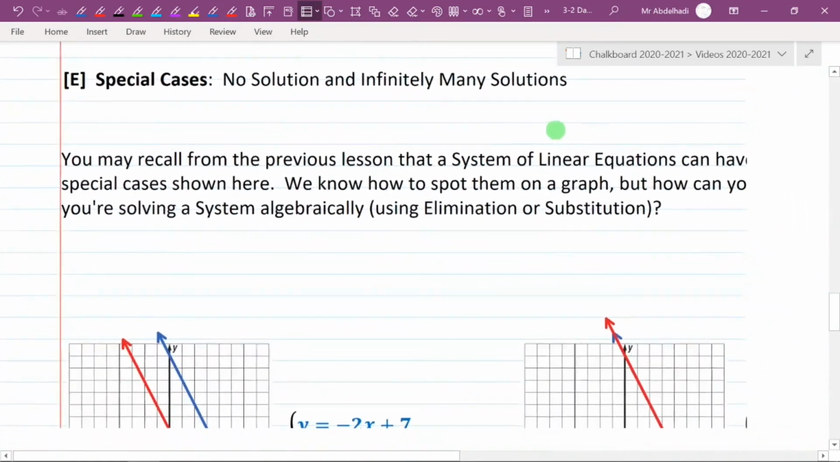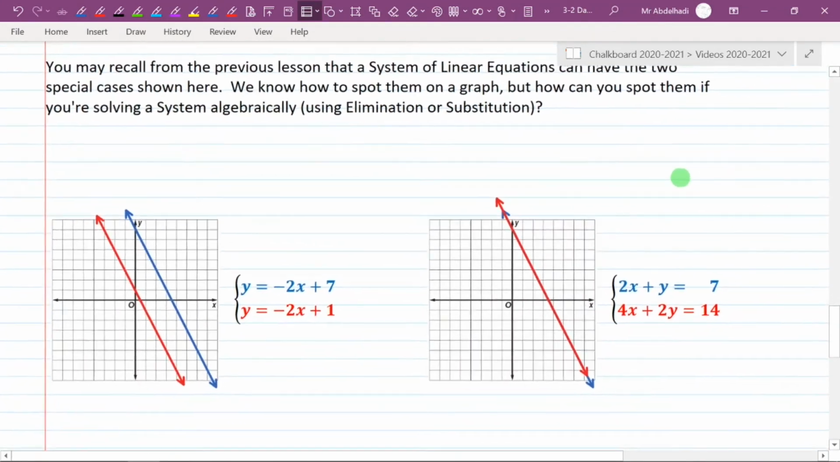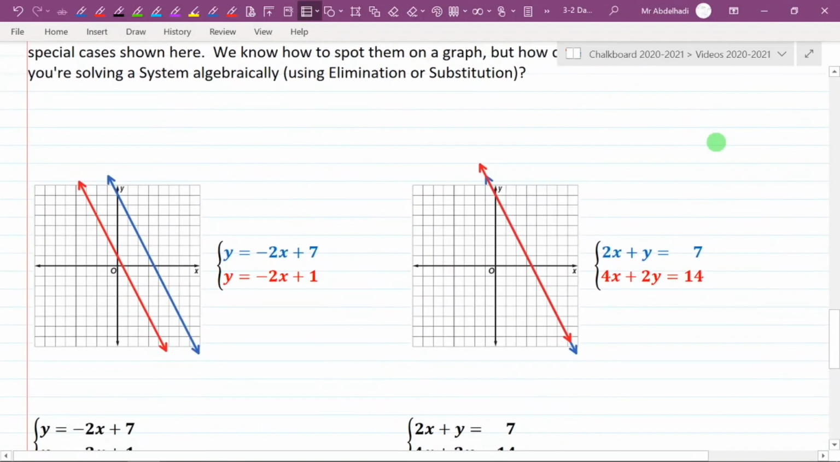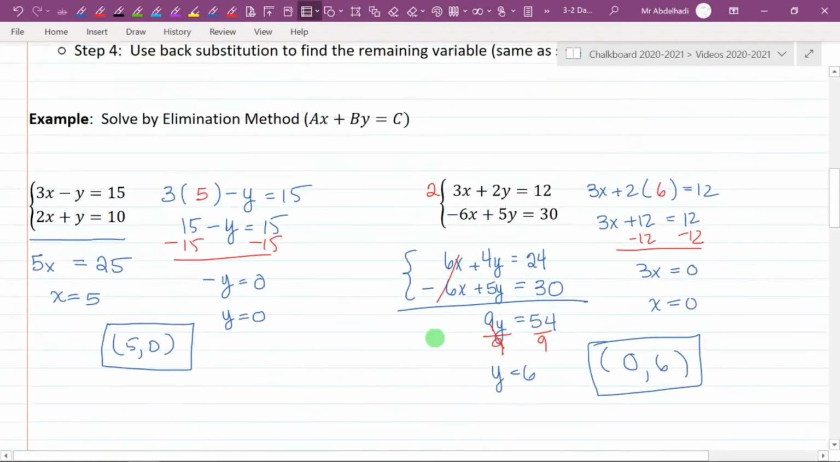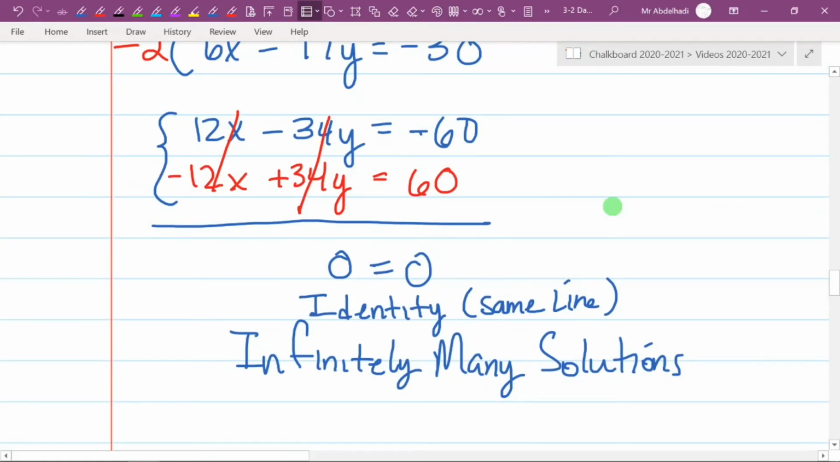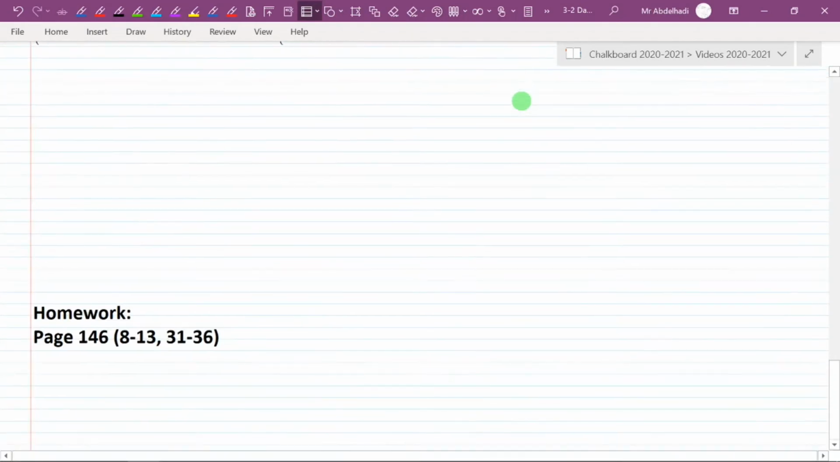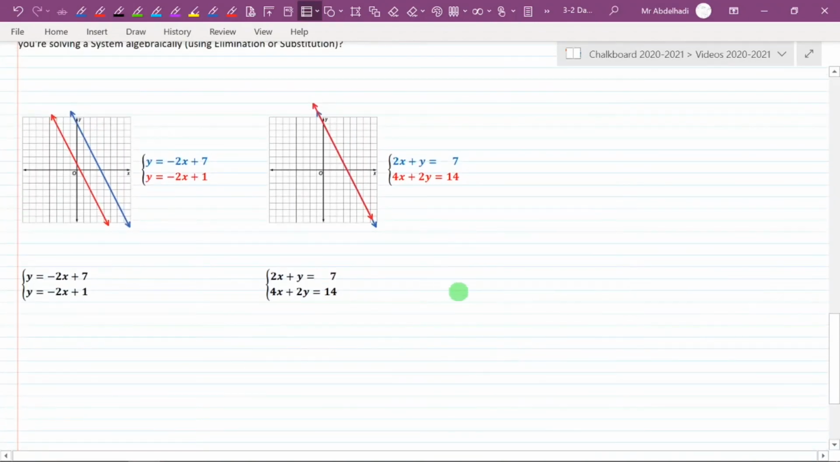And I actually just did one of the special cases a few minutes ago where we had an identity. If you're doing substitution or elimination and you get a weird result, like over here we got 0 equals 0, remember that? And the reason why we got it was that it turned out that they were both the same line. Well, that happened during elimination. It can also happen during substitution. And if it happens, then you know you have an identity.